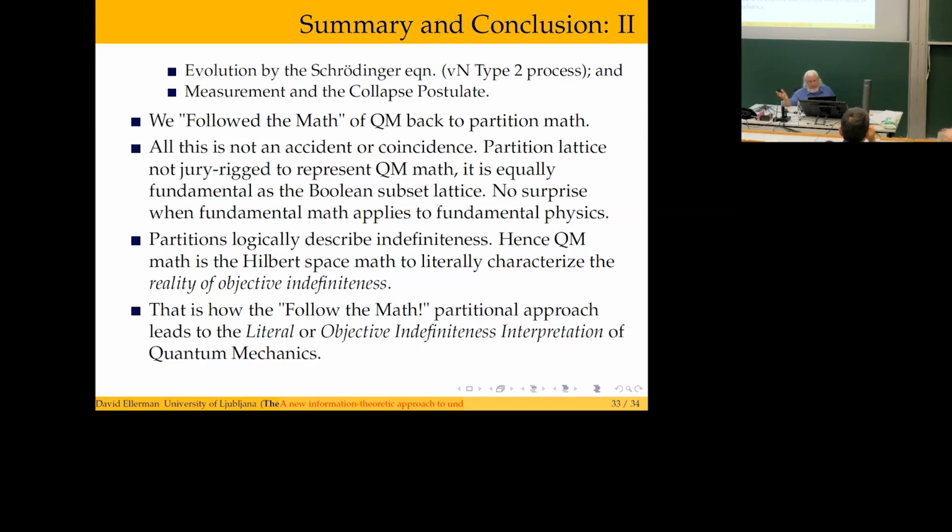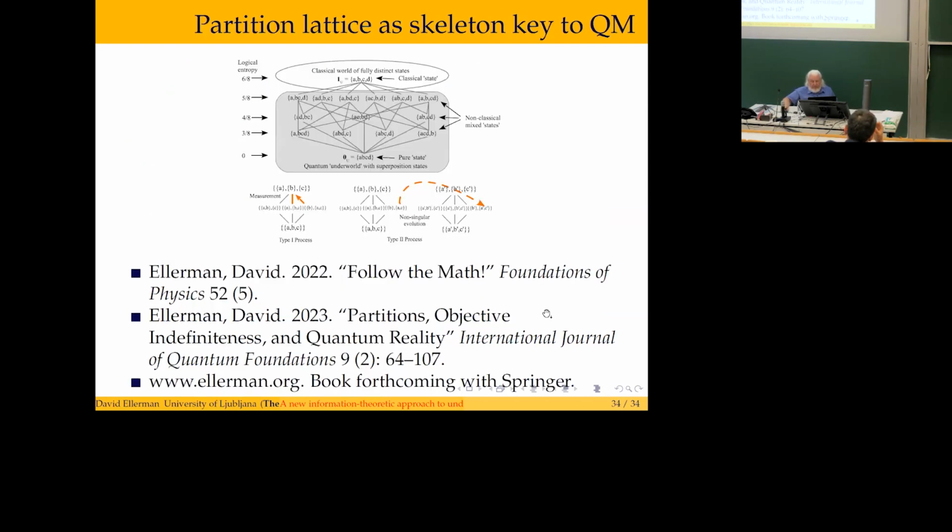The physics is obtained as usual by quantization, and the math of quantum mechanics is just the Hilbert space version of partition math, and that tells you the fundamental reality is indefiniteness, and the classical reality is where everything is definite. So thank you. These are the two papers that have already been published in Foundations and in the Quantum Foundations, on my website, and a book forthcoming with Springer. Thank you.